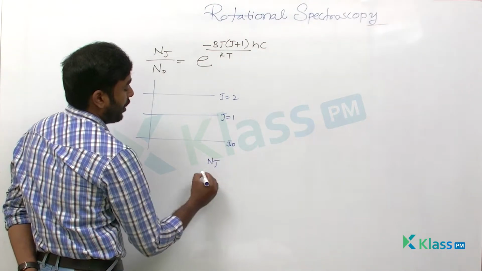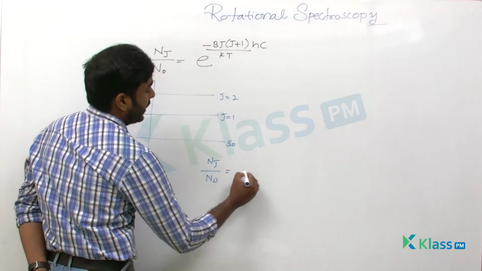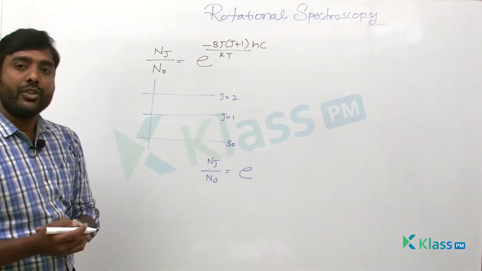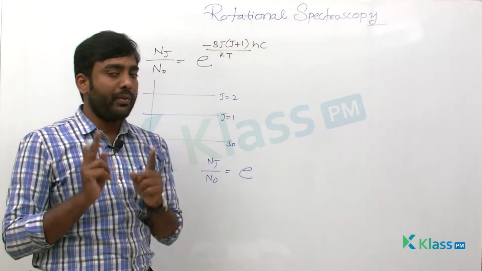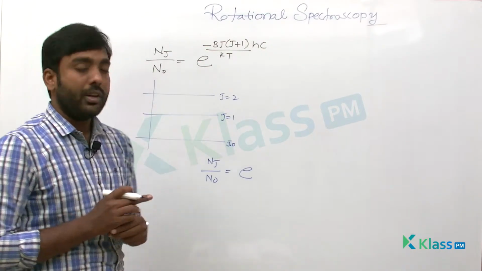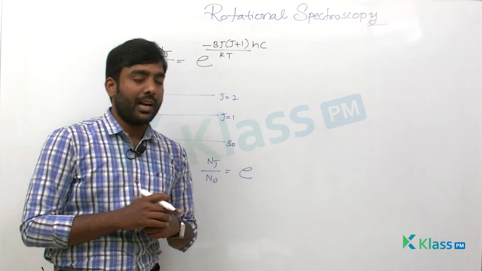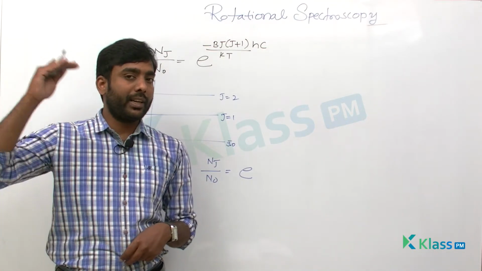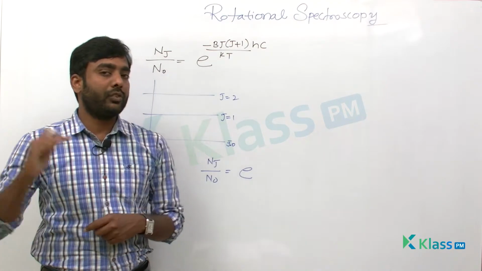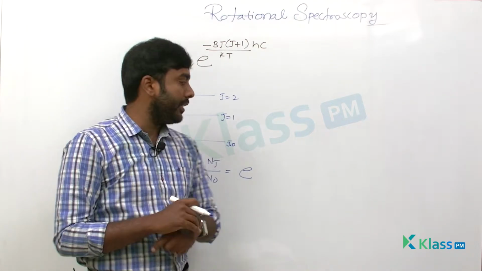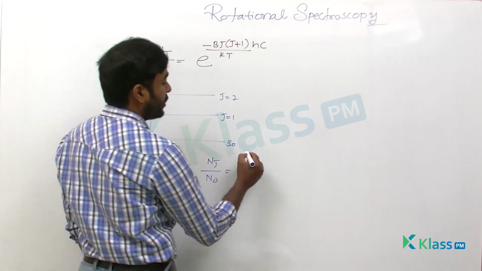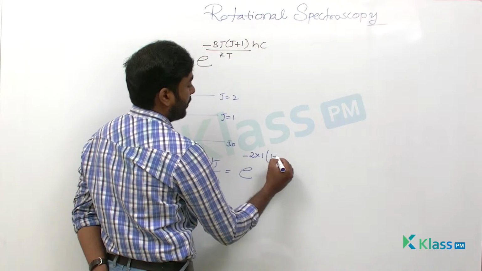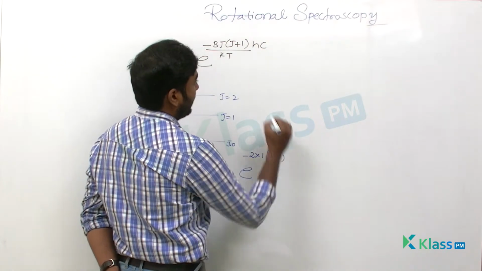So Nj by N naught is equal to e to the power of. So at one energy level, B value how much? We already know the energy at the first level is 2B; you can refer to the previous classes. At ground level it is 0, at second level it is 2B, and next levels are 6B, 12B, that we already discussed. So here, B is equal to how much? 2 into J value, 1 into 1 plus 1, into hc.